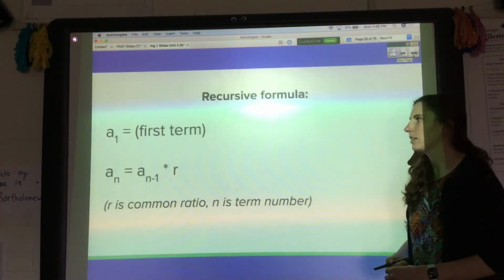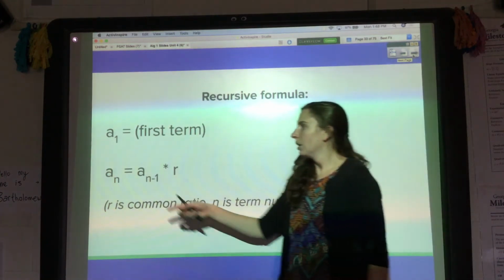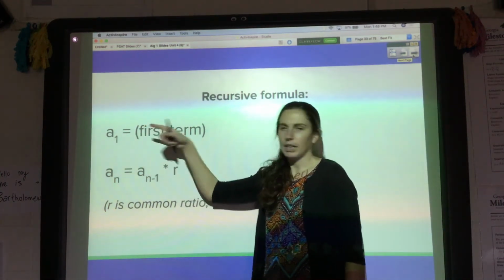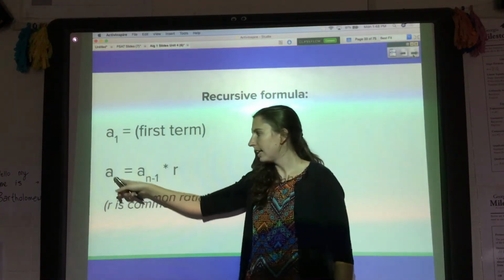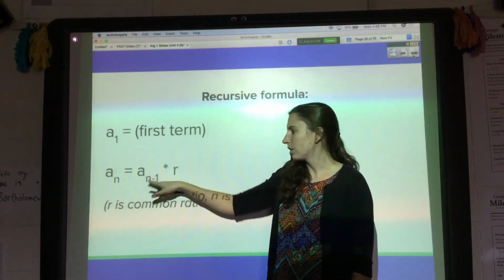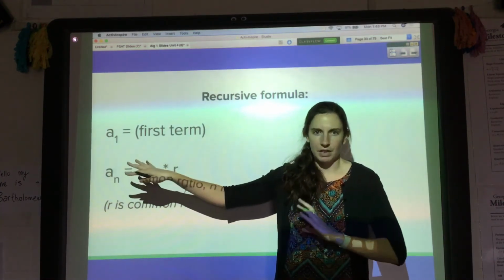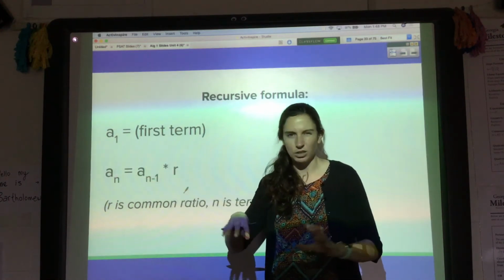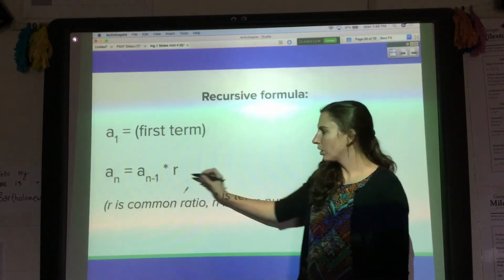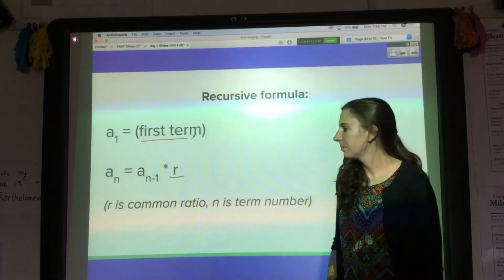So it looks like this. This is on your formula sheet if you need it. You always say what a_1 is. It's just fill in the first term. And then to find any term a_n, you take the term before it, multiplied by the common ratio. You're going to leave the n in there. So if you want to come up with a formula, leave n in. That's kind of like the x. You just leave it in the equation. All you need to do is fill in r and fill in the first term. And that's it.